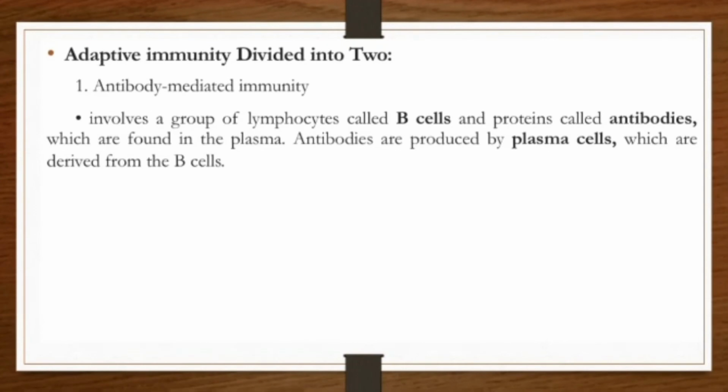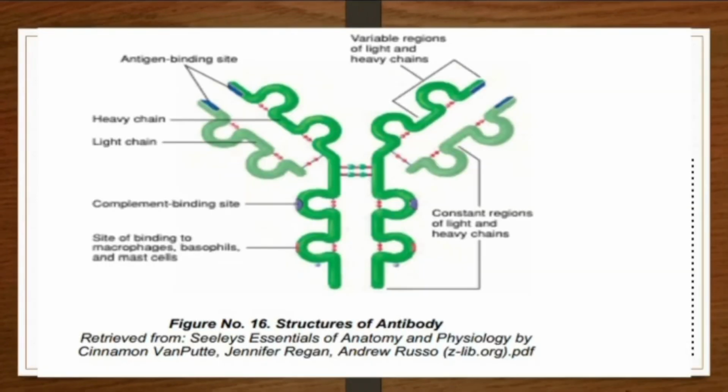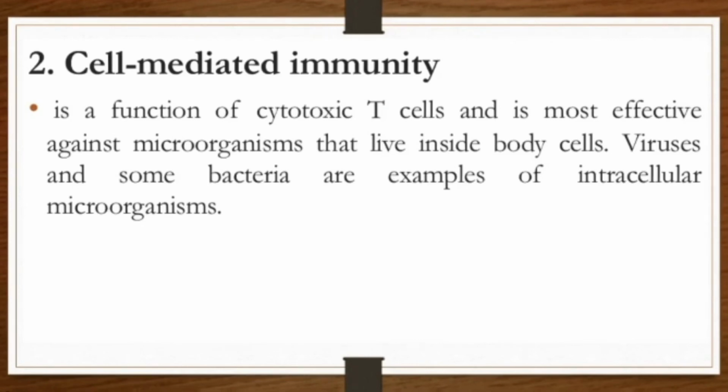First is antibody-mediated immunity. It involves a group of lymphocytes called B cells and proteins called antibodies, which are found in the plasma. Antibodies are produced by plasma cells, which are derived from the B cells. So this is the structure of an antibody. Second is cell-mediated immunity. It's a function of cytotoxic T cells and is the most effective against microorganisms that live inside body cells. Viruses or some bacteria are examples of intracellular microorganisms.